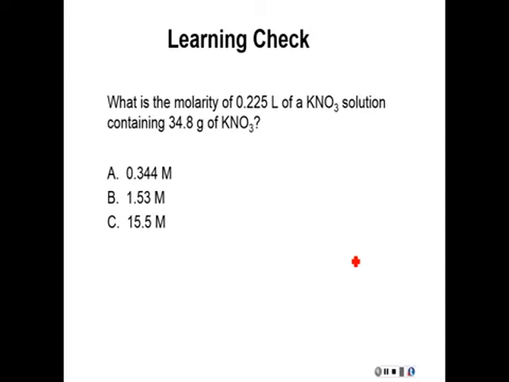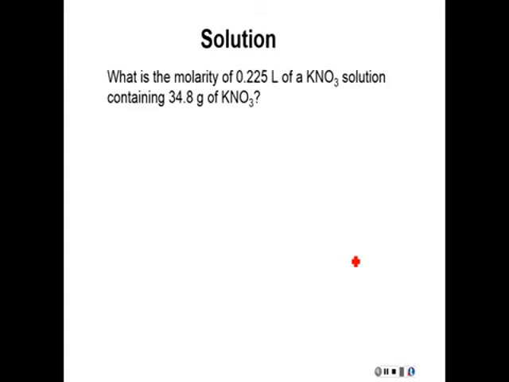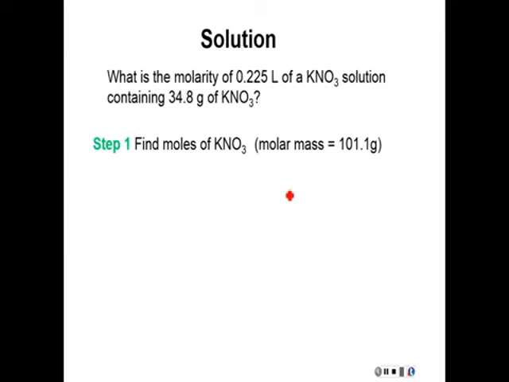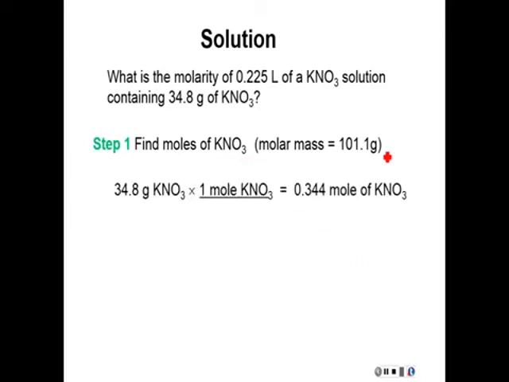Okay, here is the solution. Here's my question again. I'm going to find the moles of KNO3. The molar mass would be 101.1. So again, that's potassium plus nitrogen plus 3 times the oxygen. So I'm going to find my number of moles. You see how the grams of KNO3 would cancel out, and I get that many moles.